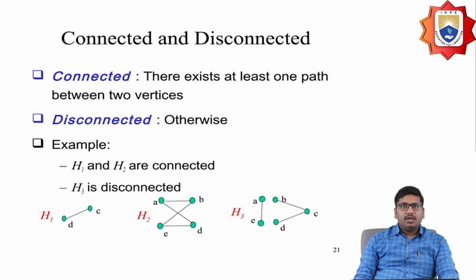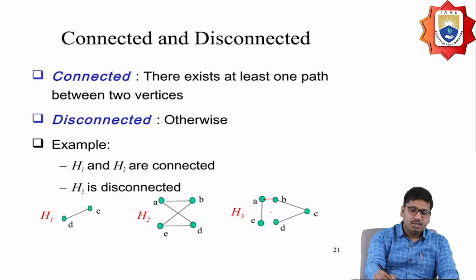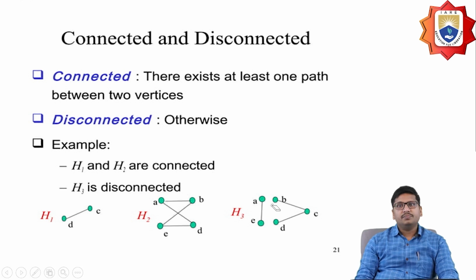And next one, what is a connected and disconnected graph? If there exists at least one path between any two vertices, then I can say that this is a connected graph, otherwise it is a disconnected one. So here H1 and H2 are connected since there is a path from each and every vertex to the other vertex, and H3 is disconnected since there is no connection between A to B and then A to C.